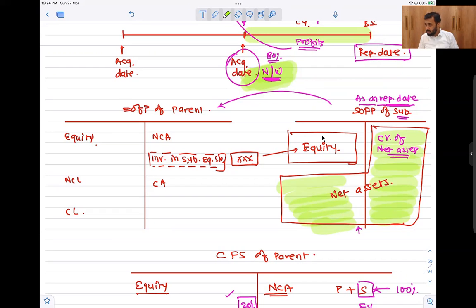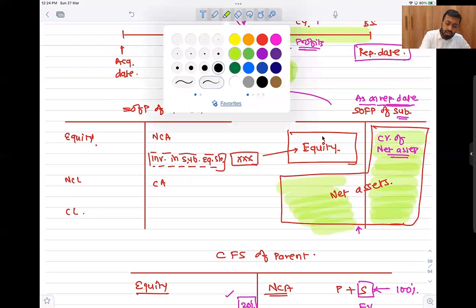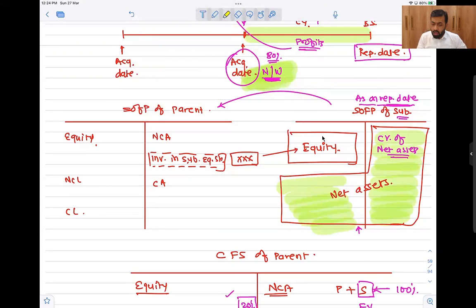That's a problem, right? This will be in every problem, this will be the question. But the answer to this is very simple. What you have to do is, let's say, the carrying value of these net assets is equivalent to the carrying value of equity. Am I right? The carrying value of net assets is equivalent to the carrying amount of equity. As simple as that.